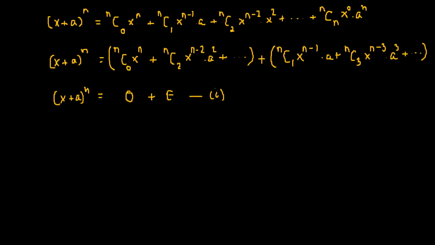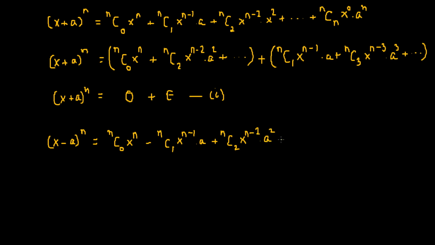Now we are going to write down the expansion of x minus a raised to the power of n, and we're going to do the same thing. We're going to club together the odd and the even parts. So this is nC0 x raised to the power of n minus nC1 x raised to the power of n minus 1 times a plus nC2 x raised to the power of n minus 2 times a squared minus nC3 x raised to the power of n minus 3 times a cubed plus dot dot dot. The last term is nCn a raised to the power of n.